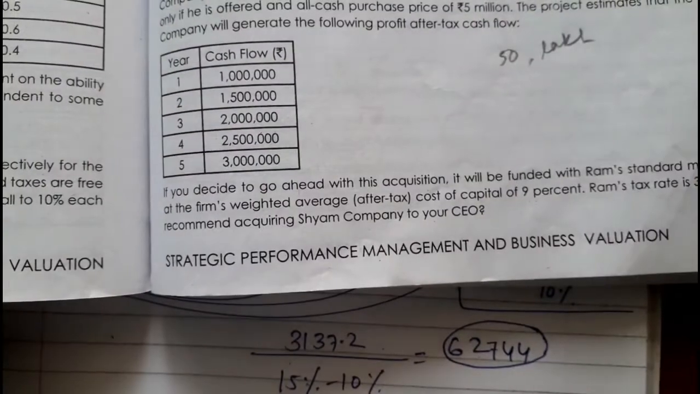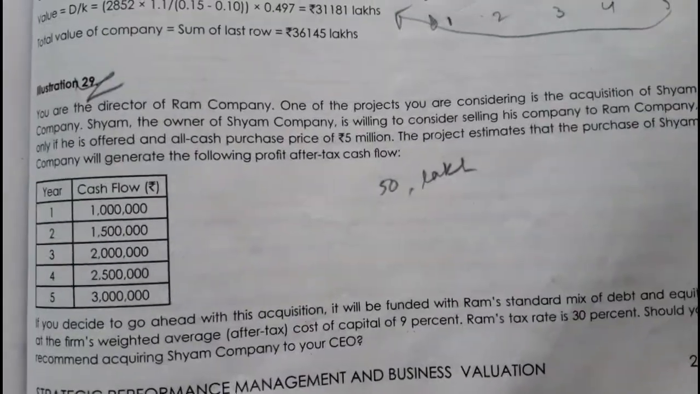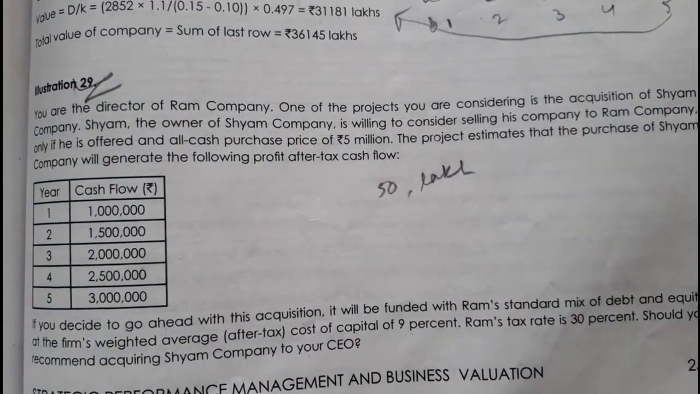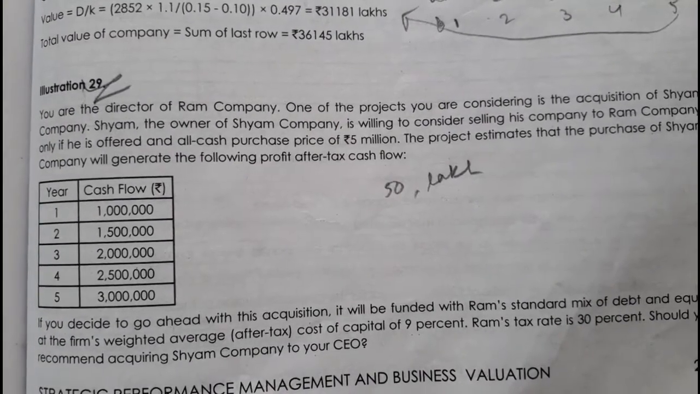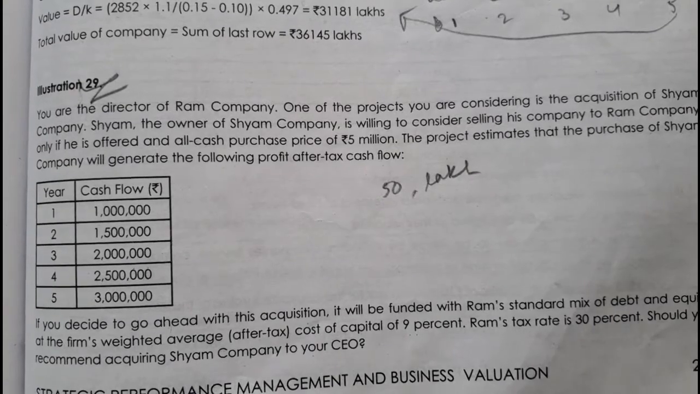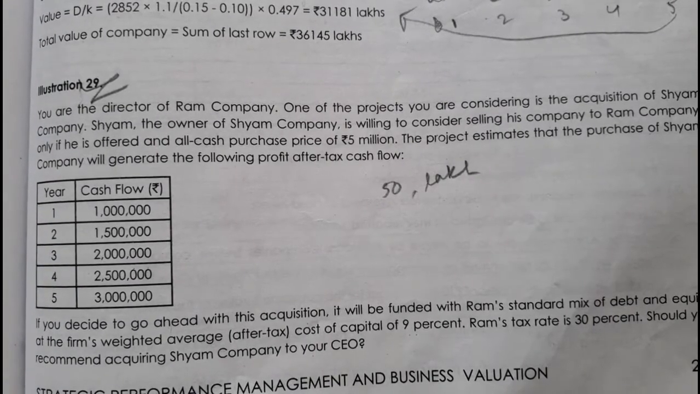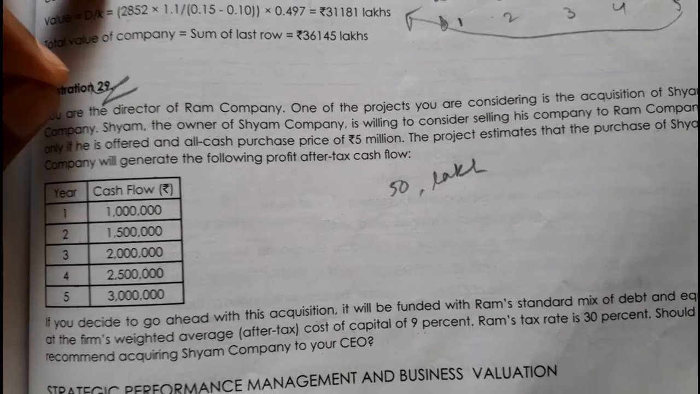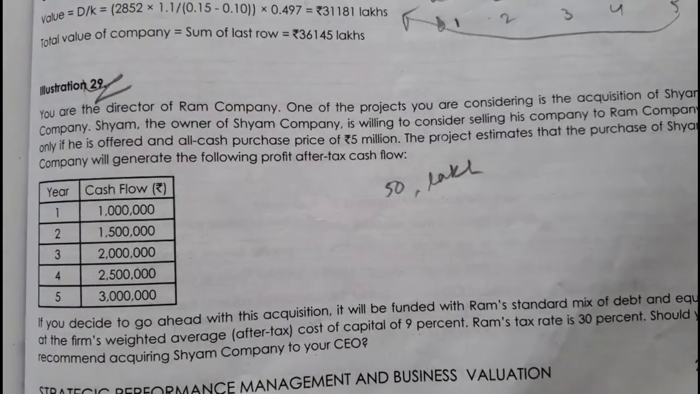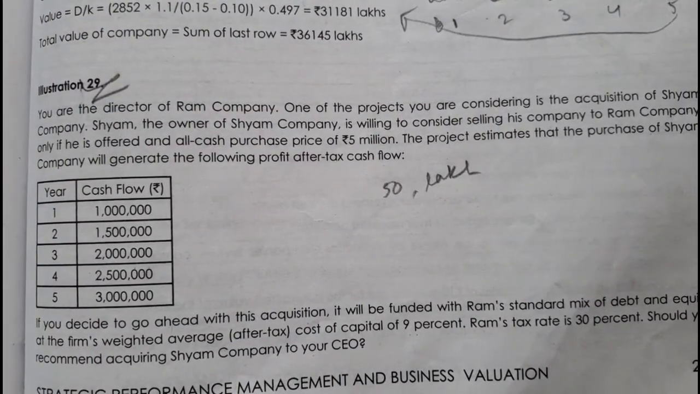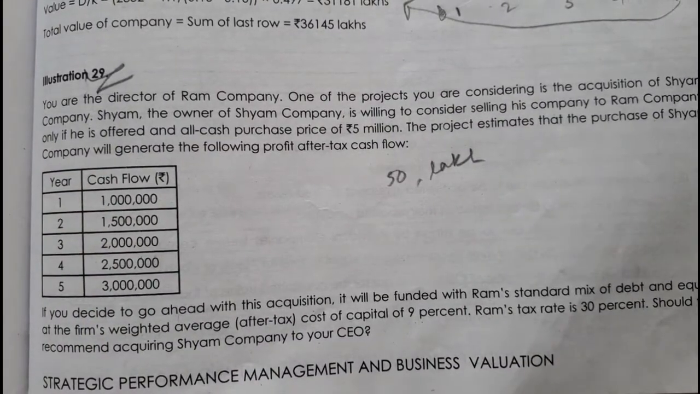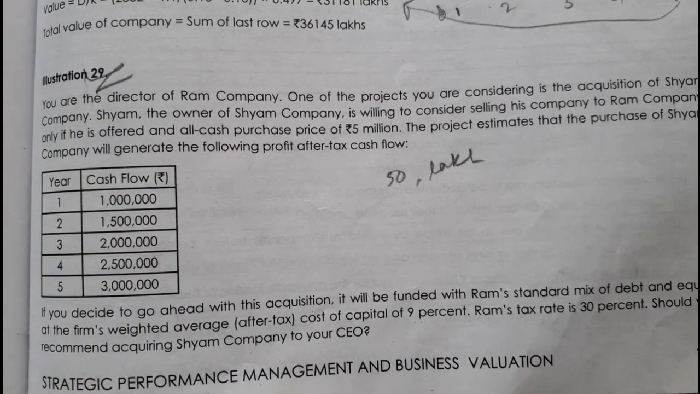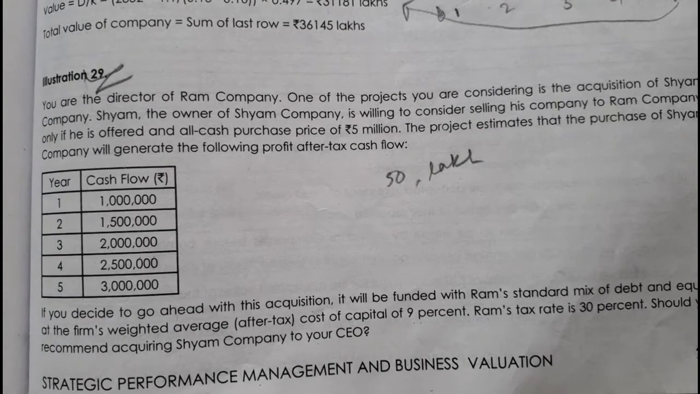Now illustration number 29. You are the director of Ram company, and one of the projects you are considering is to acquire Sham. Sham, the owner, is willing to sell, but only if he gets 5 million, that is 50 lakhs. So we'll first have to find the cash flow and the value of the business, and see whether the 50 lakhs which we are going to pay is worth it or not. We have to calculate that.